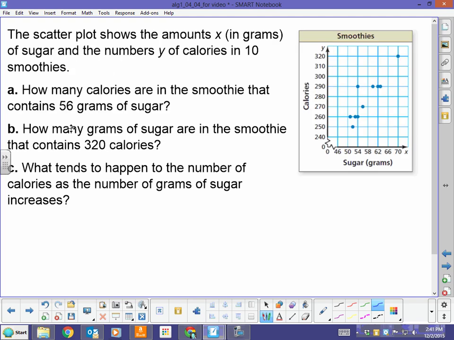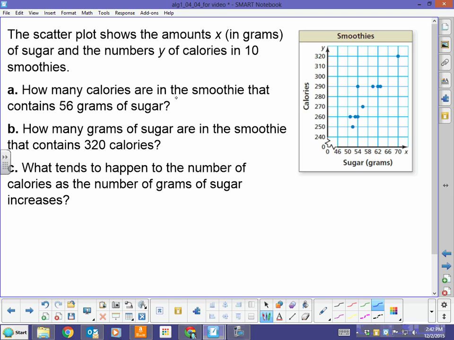Okay, so I'm given here a scatter plot. This scatter plot shows the amounts x in grams of sugar, that's our independent variable, and the amount of calories, which is on our y-axis, in 10 different smoothies. So we can look at this, and from this we can answer some questions.